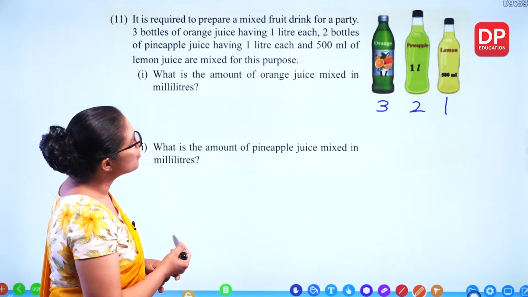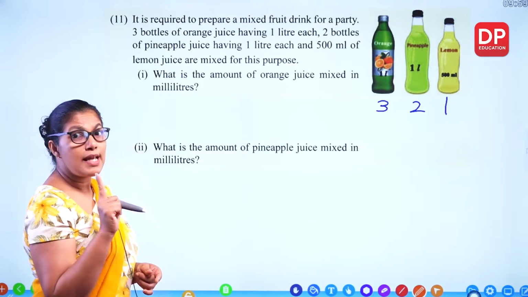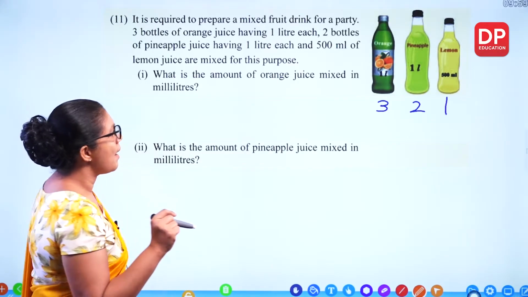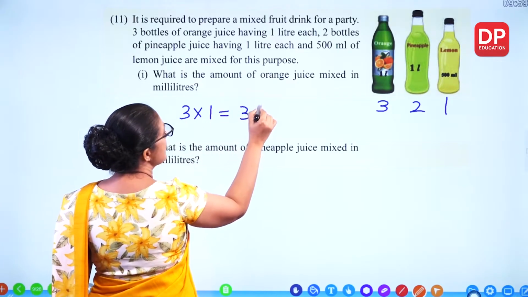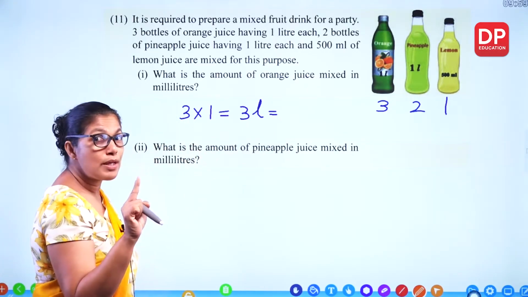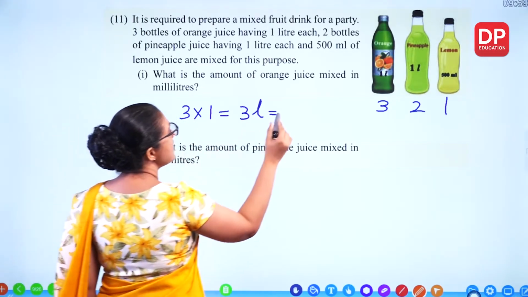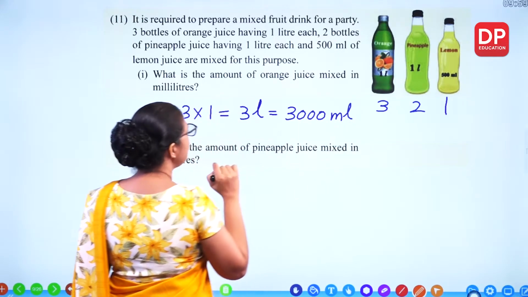So orange juice is 1 liter bottle into 3. 3 bottles are there. So 3 times 1, 3 liters. So you need to convert this to milliliters. 1000 milliliters is 1 liter. So this is 3000 milliliters.